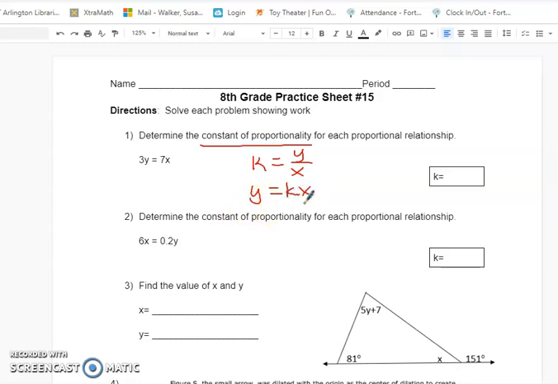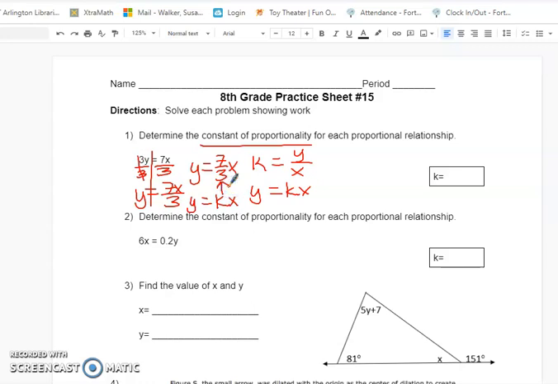So basically what we want to do is put this in the form of y equals kx. Okay? So that means I need y by itself. So what's next to y? 3. I just divide by 3. So I have y equals 7x over 3. But the way generally we write it would be y equals 7/3 x.